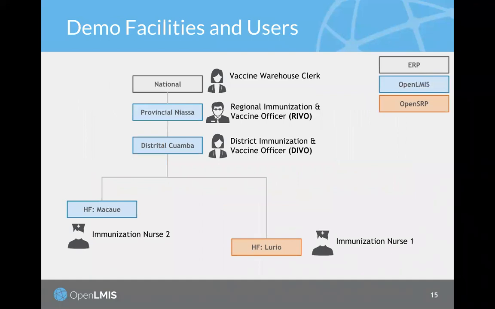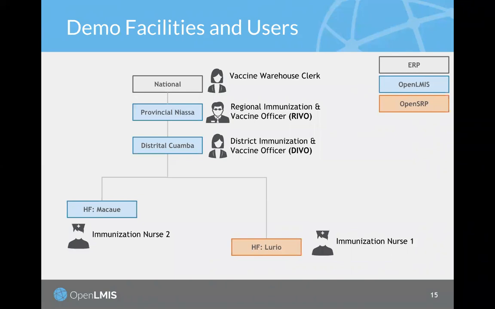As mentioned earlier, OpenLMIS is configurable to any hierarchy or number of facilities. So please note this is only for demonstration purposes to showcase certain features. Today we will pretend to be in Mozambique working for the EPI program or the immunization supply chain. There will be a vaccine warehouse clerk sitting at the national store. We'll be using an ERP to manage their stock. There is a regional immunization and vaccine officer, we will refer to as a REVO, at the NISA provincial store.